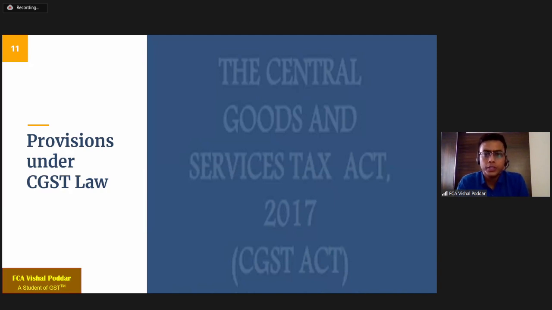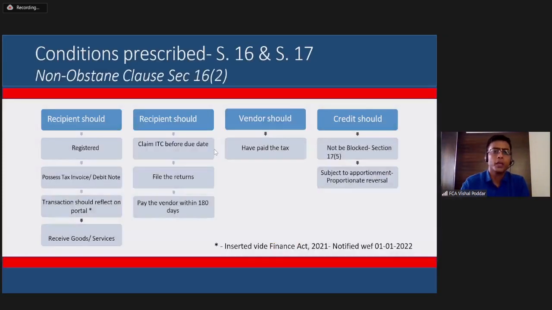Now, I go to the CGST law in particular to understand what are those underlying conditions which will make ITC your indefeasible right. So let us start with the provisions. We all know that the major conditions allowing ITC are covered under Section 16. And I'm sure if you go by the verbatim of Section 16, Section 16(2) starts with a non-obstante clause, which puts down these conditions. Now, what are these conditions? 16(1) requires that you should be registered. 16(2) requires that you should possess a valid document, which could be a tax invoice, debit note, etc.